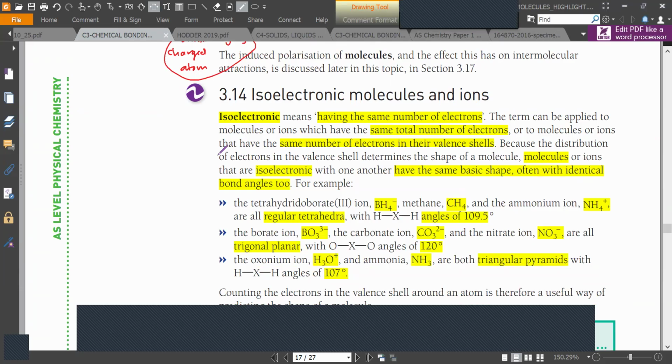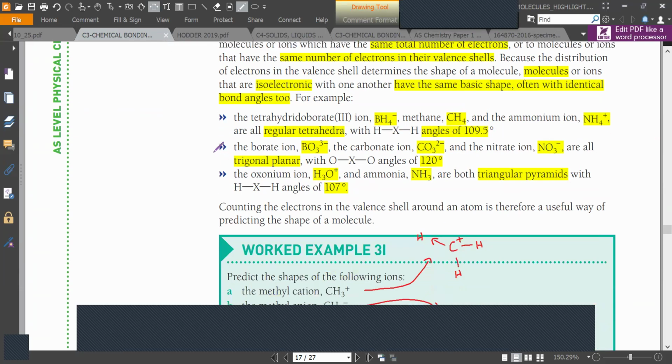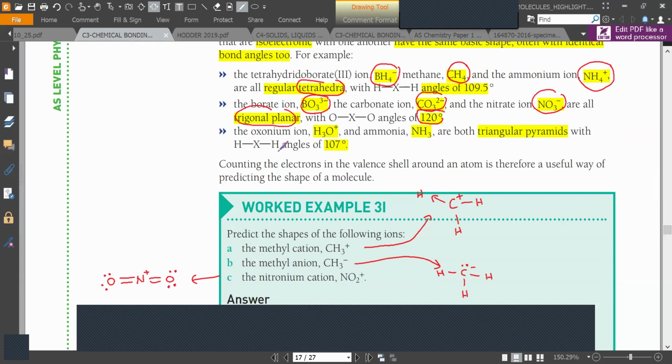This one, isoelectronic molecules, just tells us that molecules with the same number of electrons will have the same shape. Like this one, which will be tetrahedral. They have the same number of electrons, and that gives them the same shape.